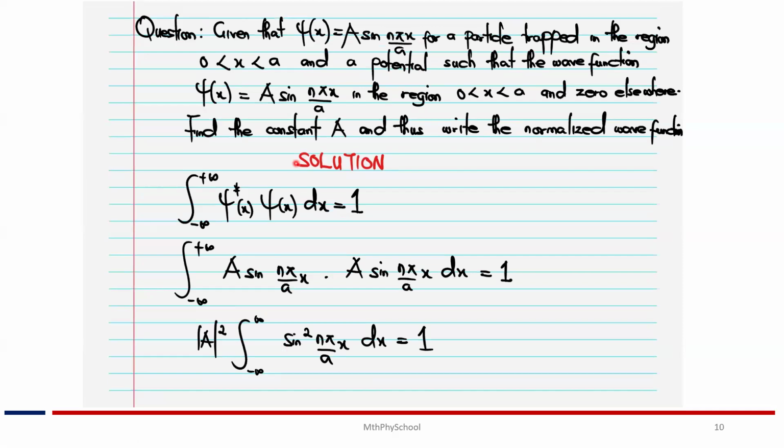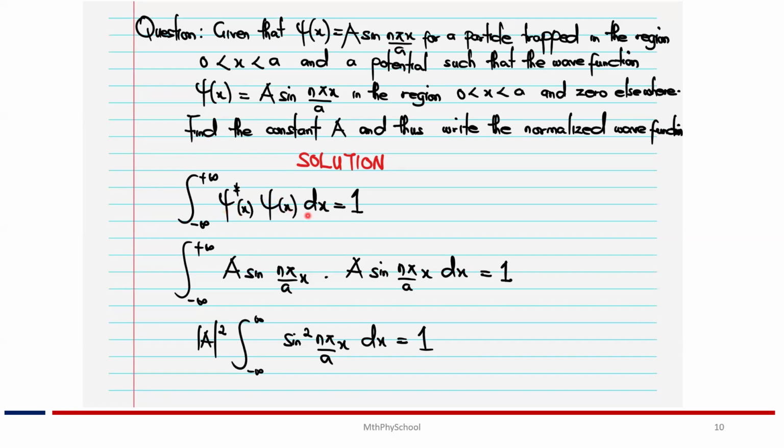You have a third function, a sine n pi over a x, describing a particle that is trapped in a well, or like in a region between 0 and a. Now, the potential outside this region is 0, so it means that the wave function doesn't have a value outside this region. Now, we want to find the constant a, and then we will need to normalize the wave function.